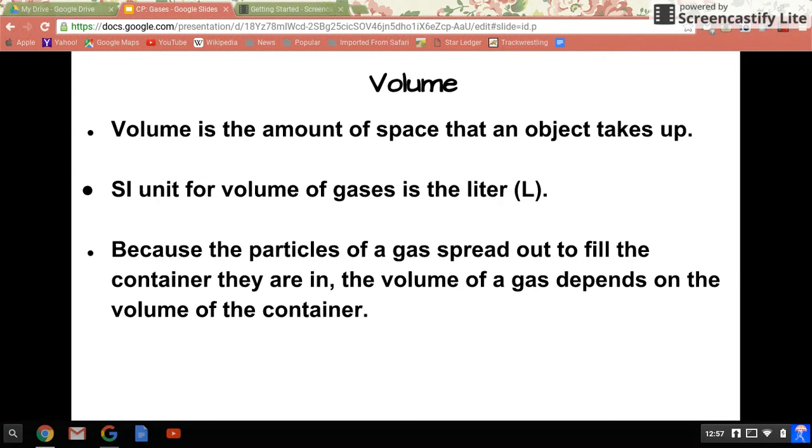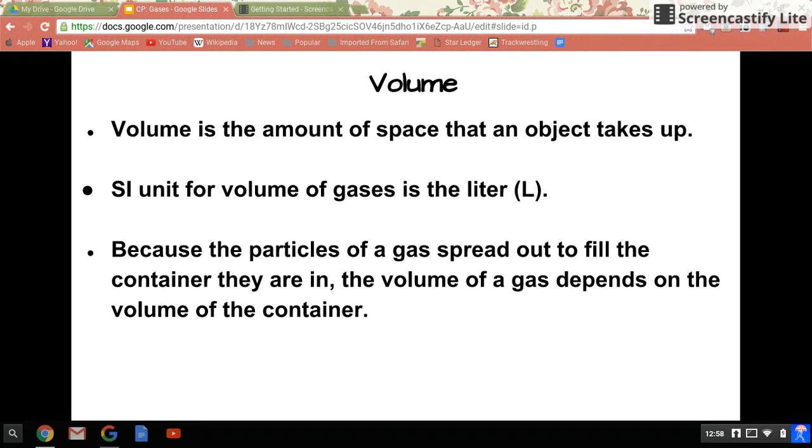Volume is up next. So we talked about volume way in the beginning of the school year. We know that volume is the amount of space that an object takes up. For gases, we're going to be using the unit of the liter. Remember, if you need to make conversions, you can. There's 1,000 milliliters in 1 liter, or there's 1,000 liters in 1 kiloliter. Remember to use your staircase steps if you need to.